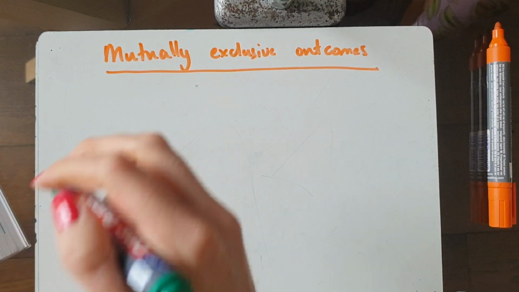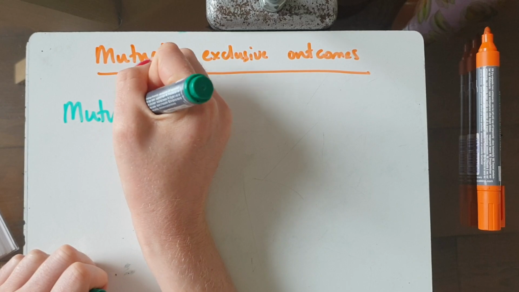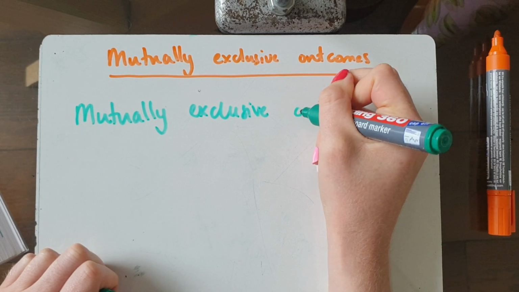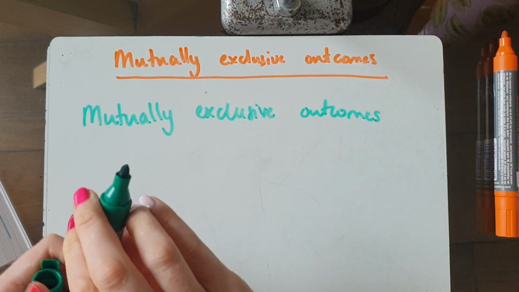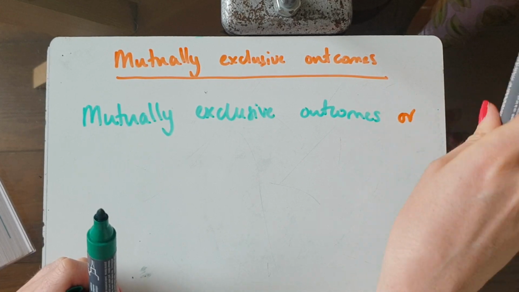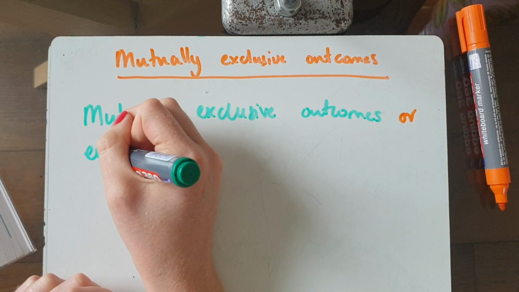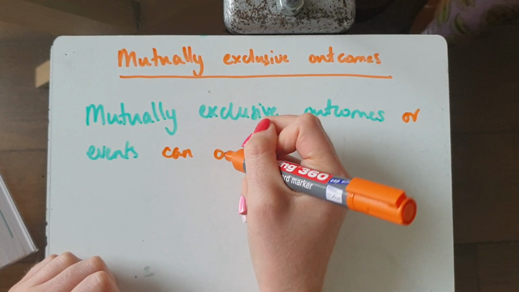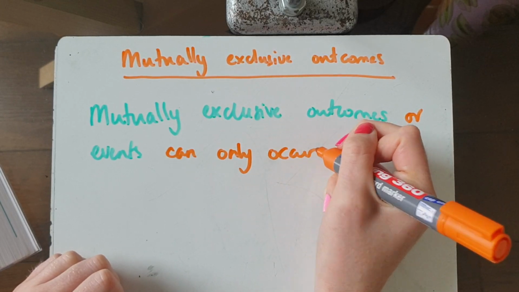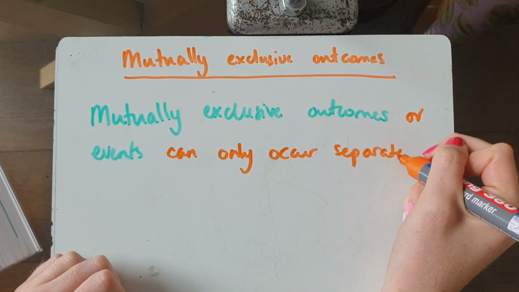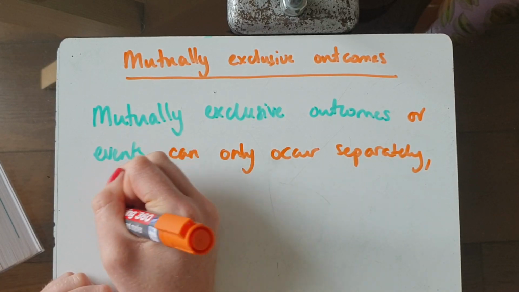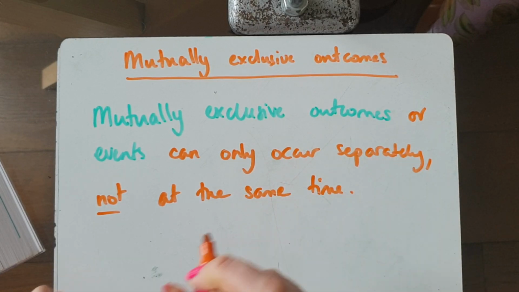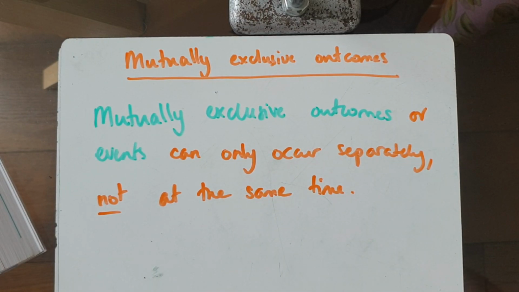So mutually exclusive outcomes or events can only occur separately. Not at the same time. So pause the video and write that down, please.